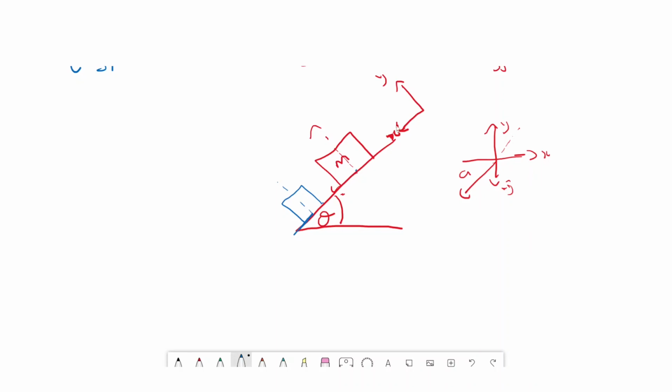Sorry, the X is not 0. The X is something. If you started here and moved to here, you have moved this distance X. But if you look at the Y, you haven't moved on the Y because you are sitting here when you're here. You are always sitting on the X axis, so you haven't moved. Maybe let me try and explain it again. This is my X axis, and this is my Y axis.